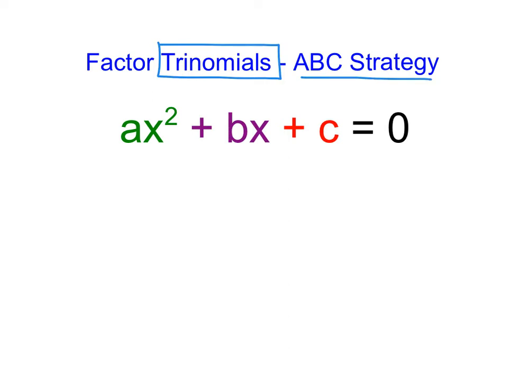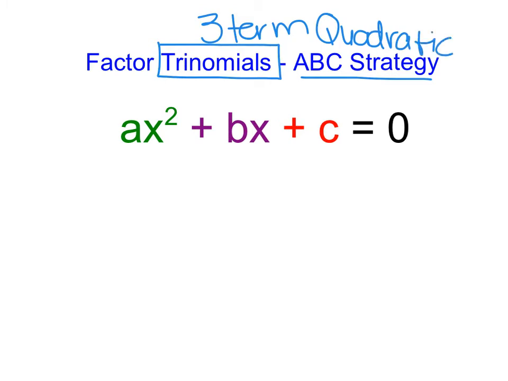strategy. So a trinomial is a 3-term polynomial, and in this case we're focusing on 3-term quadratics, and we can tell that it's a quadratic equation because of this squared being the highest power of x that we can see. So from here, if we're going to factor a trinomial, we need to know what a, b, and c represent. Well, a represents the coefficient of x squared, so it's always attached to your x squared. If you write your polynomial in descending order with the highest power first and the lowest power last, a will be your first coefficient or your leading coefficient.